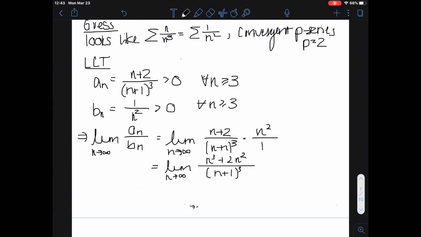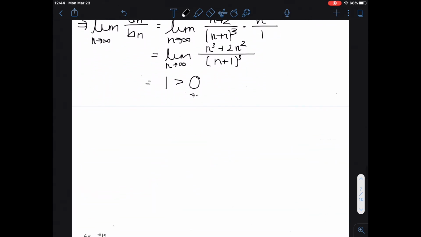So you could absolutely go through simplifying it, but it's a polynomial. This thing goes to the ratio of the coefficients. It goes to 1, which is greater than 0. So this is a key. You have to make sure that you state that because it's part of the hypotheses.